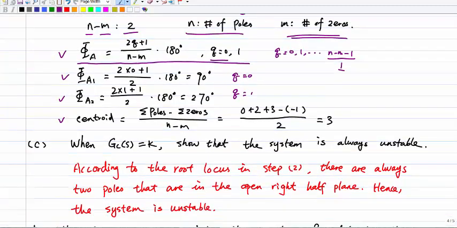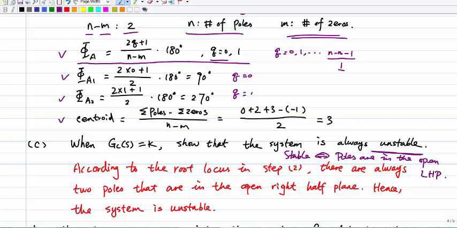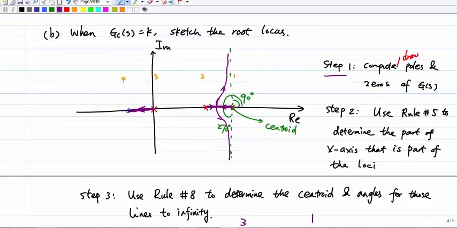Okay, the third question is, when G(s) is K, show that the system is always unstable. It's because we know the system is stable if the poles are in the open left half plane. This is the stable system. The condition says the poles must be in the open left half plane, right? So we can use the root locus to determine if the system is stable. If I look at this root locus, I have three poles basically, one here, one here, one here. We want to see, as k moves from 0 to infinity, is it possible that for certain k, the poles are all in the open left half plane?